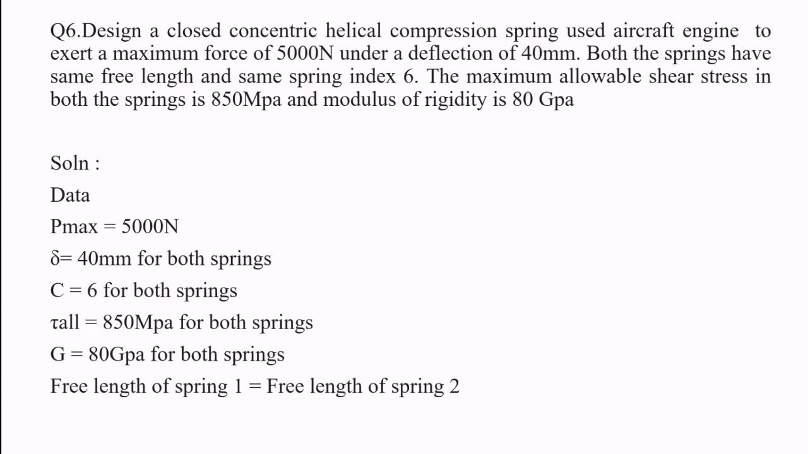Let us look at the data given. The maximum load is given as 5000 newtons. Maximum deflection is 40 mm for both the springs. Spring index is given as 6. Tau allowable is given as 850 MPa for both the springs. And similarly G is equal to 80 GPa for both the springs. One more condition given in the question is the free length of spring 1 will be equal to free length of spring 2.